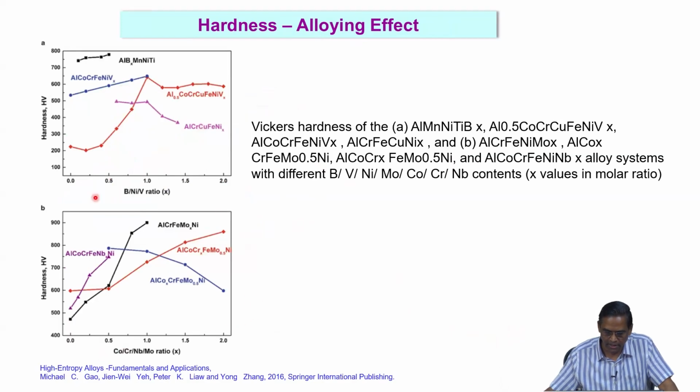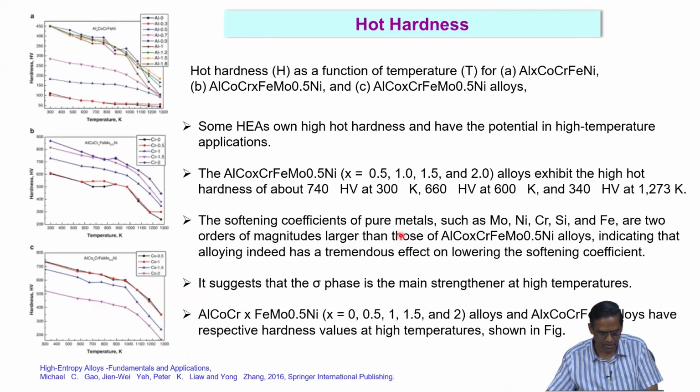Another example of this alloying effect is that you can vary the boron, nickel, vanadium ratio again. You can also vary the cobalt, chromium, niobium, molybdenum ratio. This all can show a different kind of effect. You can see that various types of alloying will give different trends of hardness increase and decrease and so on. So this is quite interesting.